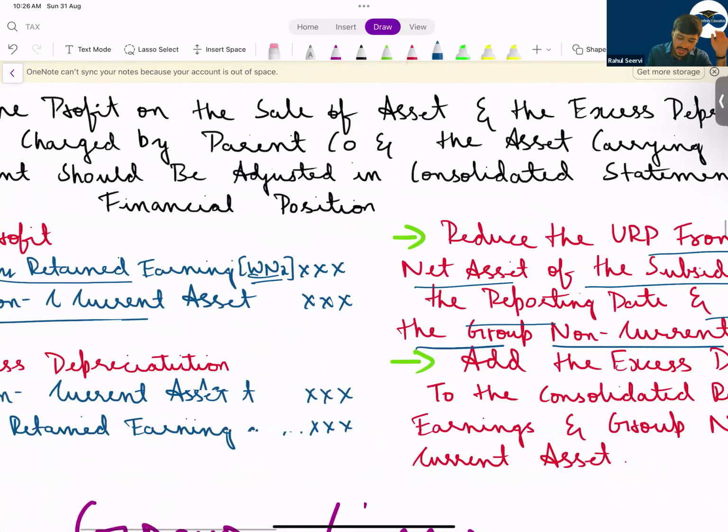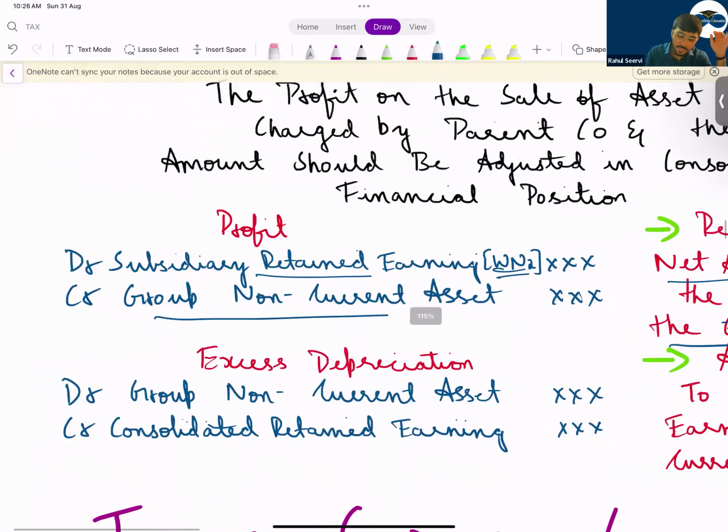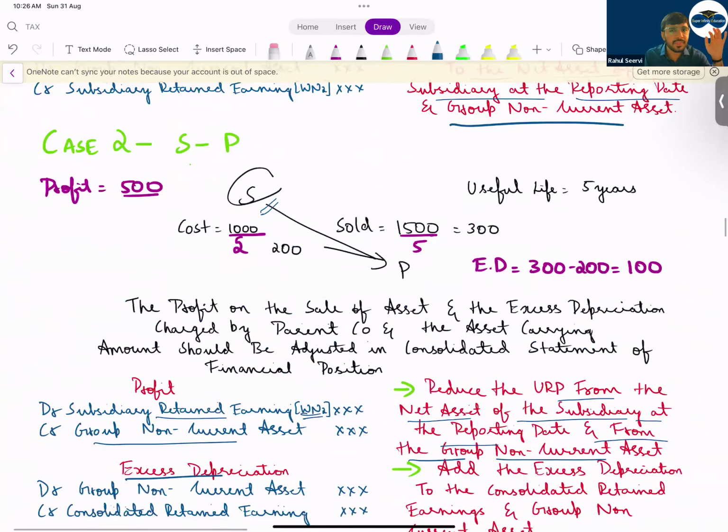Then next one, sir, excess depreciation. Who will record excess depreciation now? The parent company will record excess depreciation. So the excess depreciation, how much, sir? We have to charge 200, but we are charging 300. So 100 is the excess depreciation.